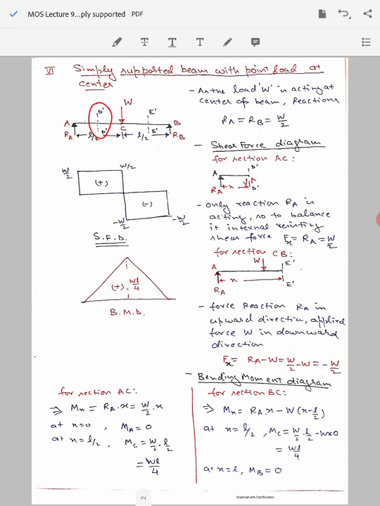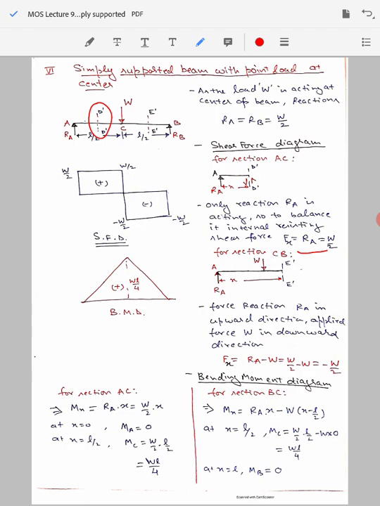Apart from that, there is no other load acting. Now to balance this reaction force RA, which is acting in the upward direction, there should be a shear force of equal magnitude acting in the downward direction at the cut section D dash D dash. So my shear force value Fx will be exactly equal to RA, and as I have obtained RA equal to W by 2, it should be equal to W by 2.